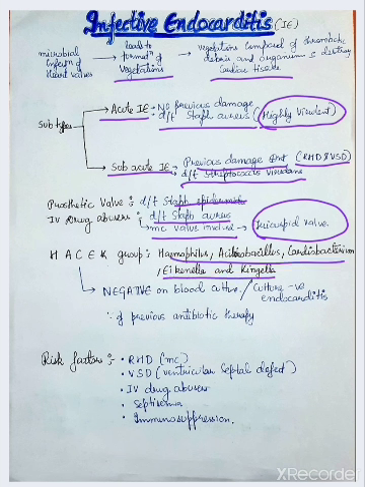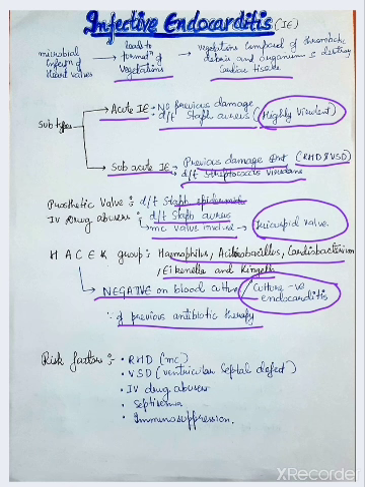The HACEK group is negative on blood culture, and it is also called culture negative endocarditis because of previous antibiotic therapy. Risk factors are rheumatic heart disease, which is most common, and ventricular septal defect, IV drug abuser, septicemia, and immunosuppression.